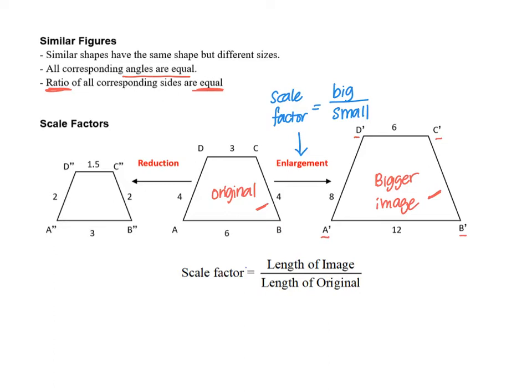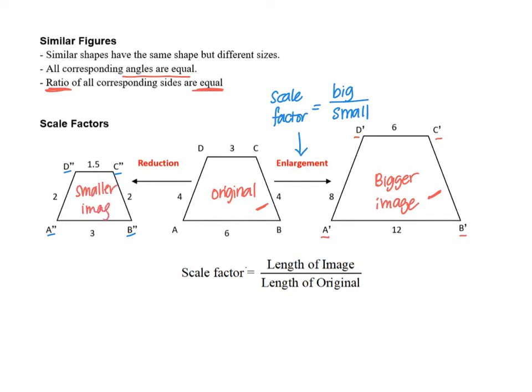Now, if I were to have the original shape A, B, C, D, instead of it becoming bigger, there is a reduction. It shrinks and becomes a smaller size. So for example, if I get A double prime, B double prime, C double prime, and D double prime, in this case, I will have from the original a bigger image, it becomes a smaller image.